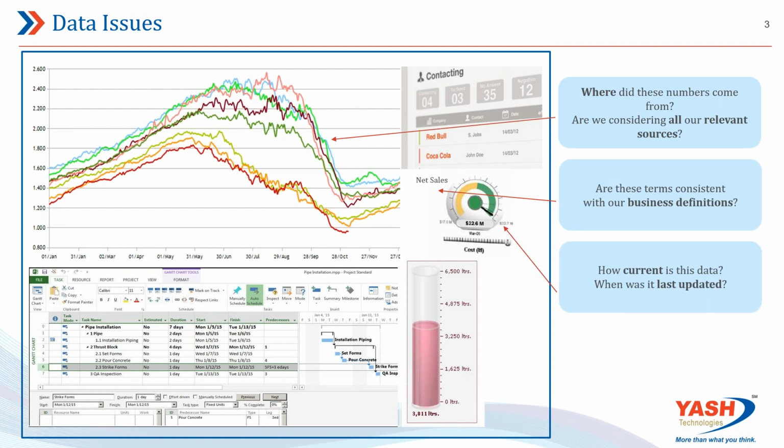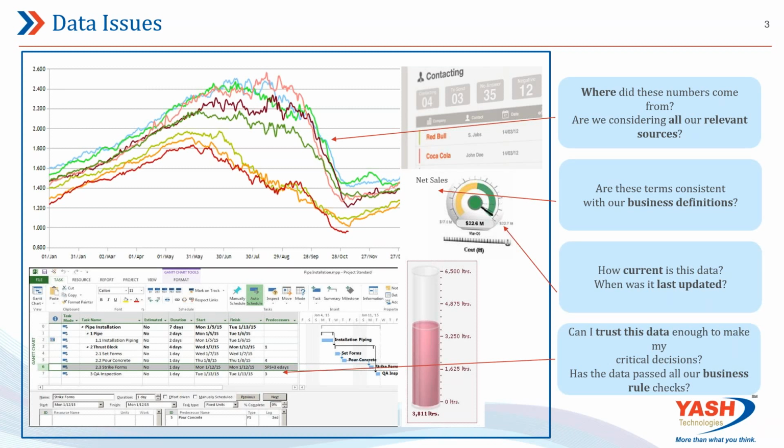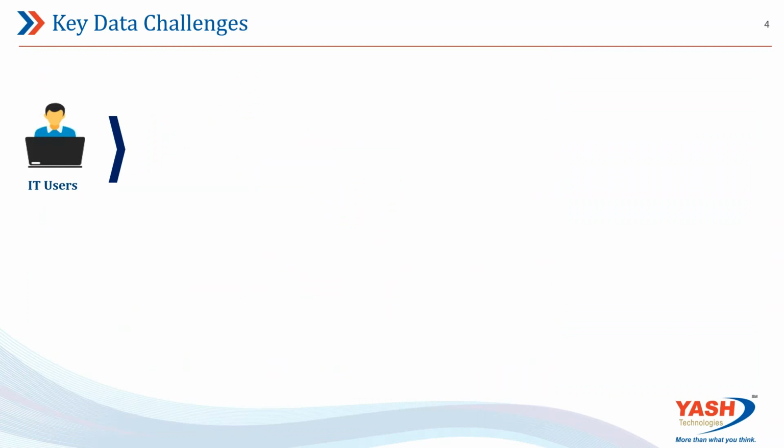Is this the latest data? Is it as of now? Is it yesterday? And can I trust these numbers to make decisions? Have all these different business rules been incorporated, taken care of before this number is presented to me? So things like these are big concerns when it comes to critical decision making.